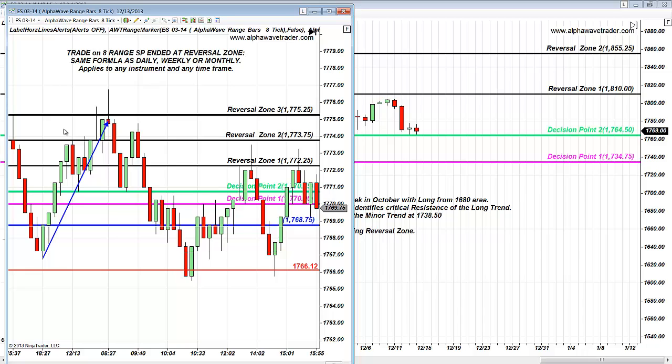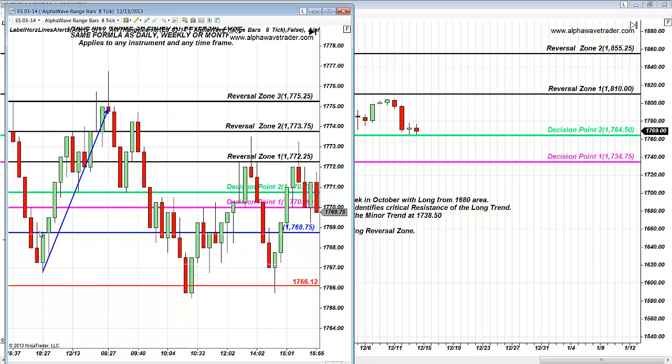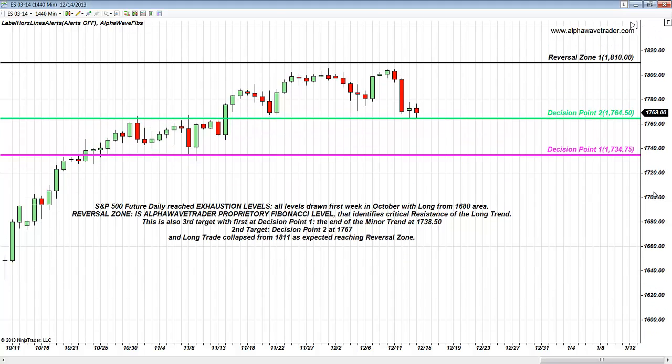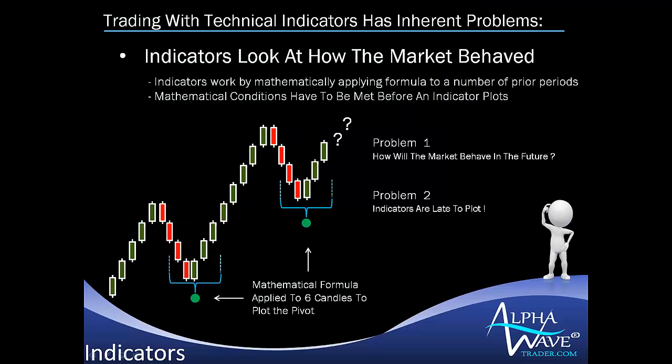At the reversal zone. If you know where this zone is, you know where to take profits off the table, and you know what not to enter into. The long from 1769 started finding a very powerful point of resistance after reaching this level, completely collapsing. It is absolutely essential to identify where these levels are. It doesn't matter what instrument you trade, doesn't matter what time frame.